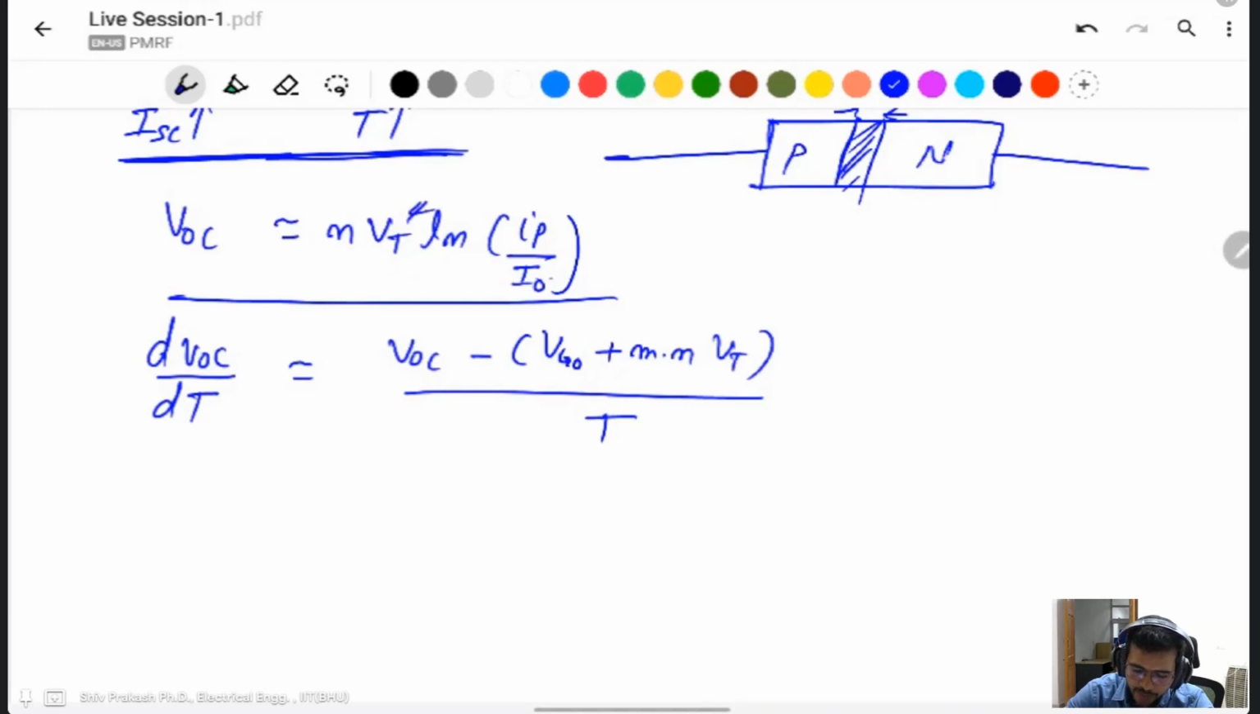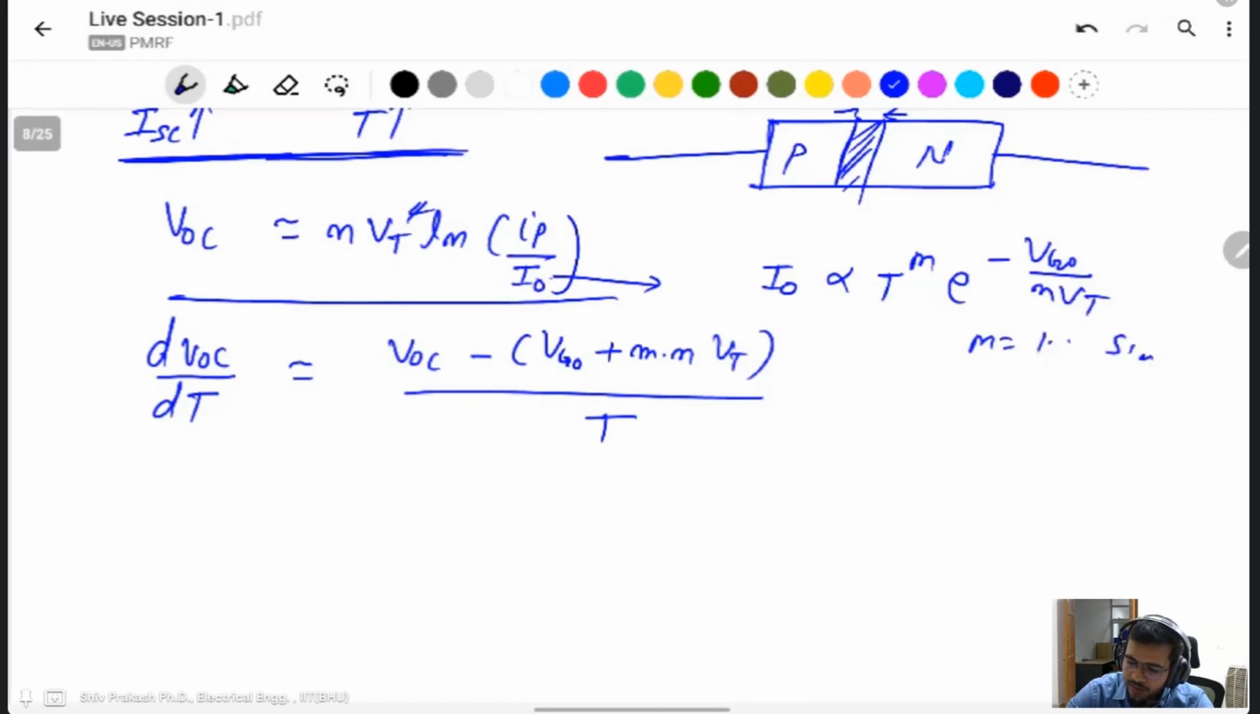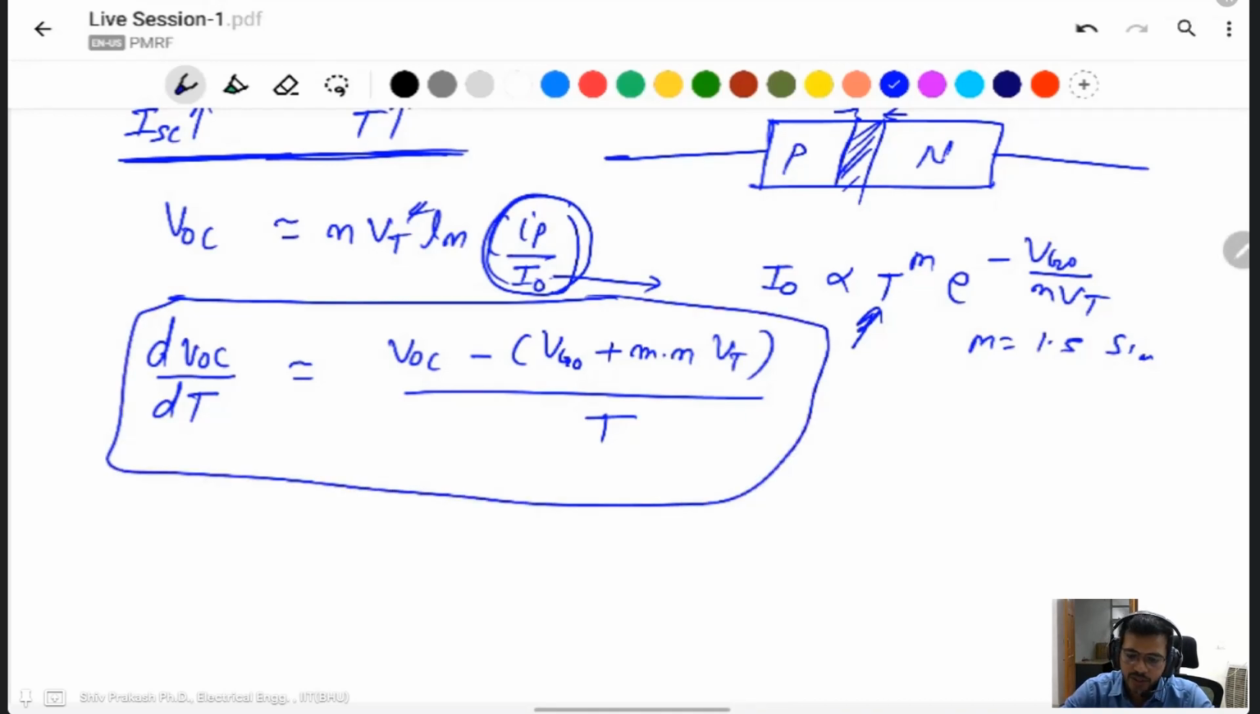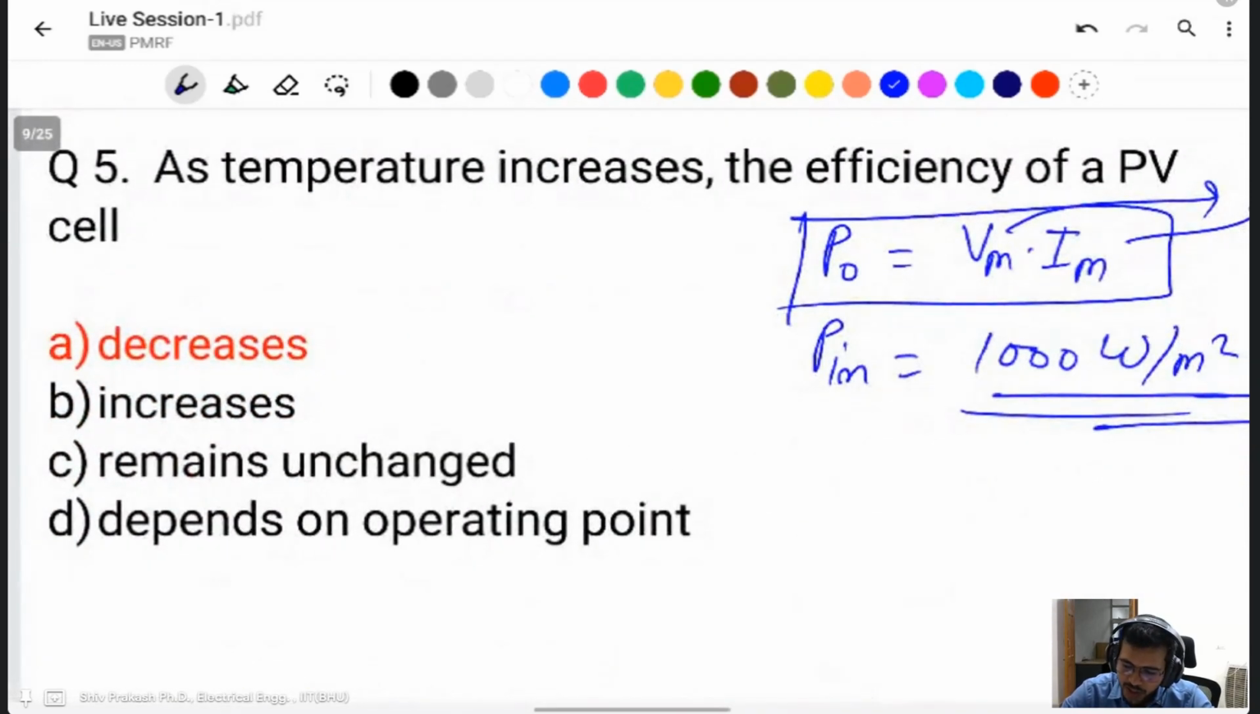Here VT is directly proportional to the temperature, but I naught is directly proportional to T to the power m times e to the power minus VGO by nVT. This m is about 1.5 for silicon. If this is increased, it means IP by I naught will be reduced. Then if you take the log of this, we find VOC will be reduced and ISC will be increased. That's why the overall efficiency of a solar panel decreases if the temperature increases.